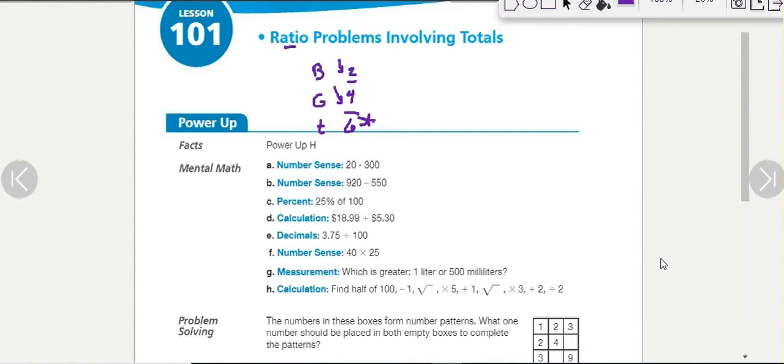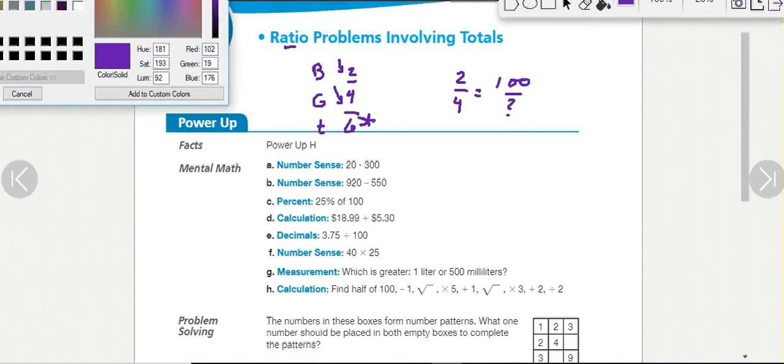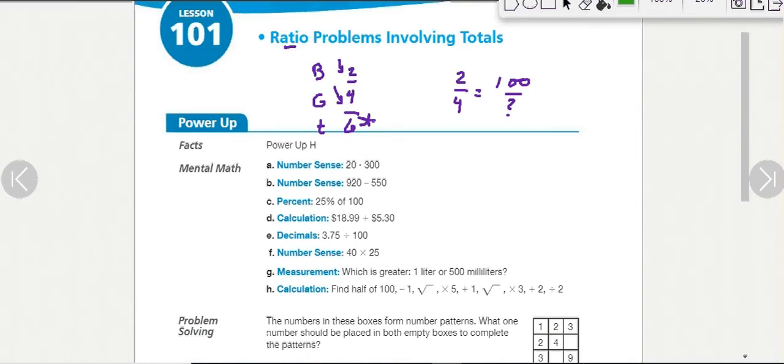Remember with comparing ratios, like if I know 2 to 4, and then there's actually 100 boys, remember with a proportion then, to find this missing amount, the easiest thing to do is cross and set equal to each other. 2 times I don't know has to equal 4 times 100.